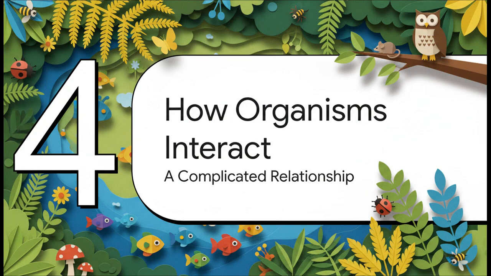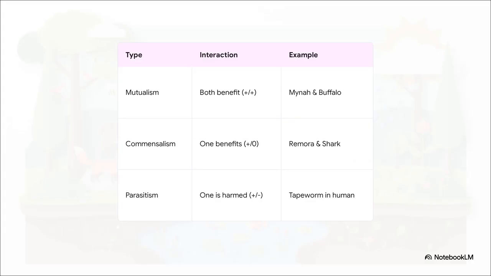So, in a community, organisms don't just eat each other. They interact in all sorts of fascinating and complicated ways. Now, quick heads up. This is a very, very popular exam topic, so you're going to want to pay close attention to what's coming next. Let's talk about symbiosis, which basically just means living together. First up, mutualism. Think of it as a win-win or plus-plus.